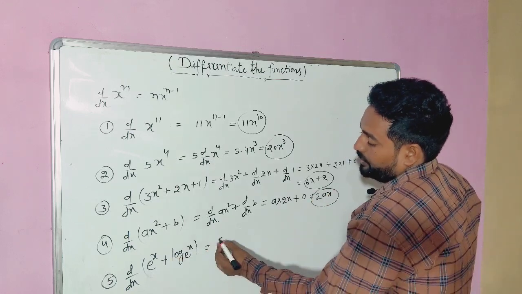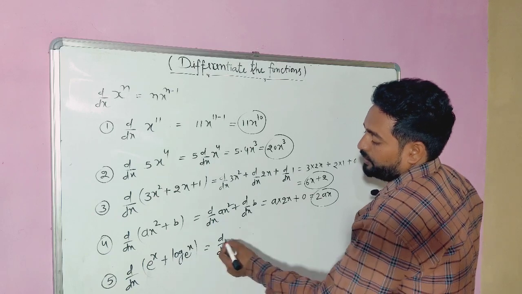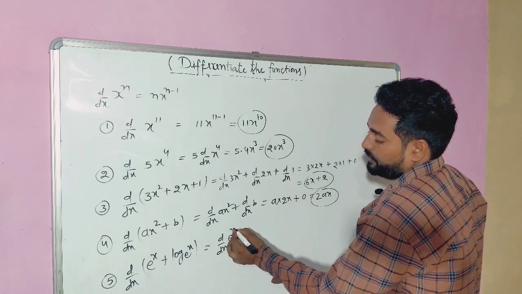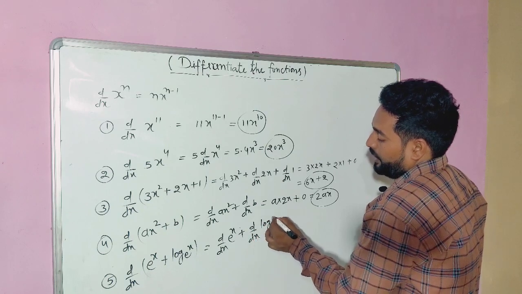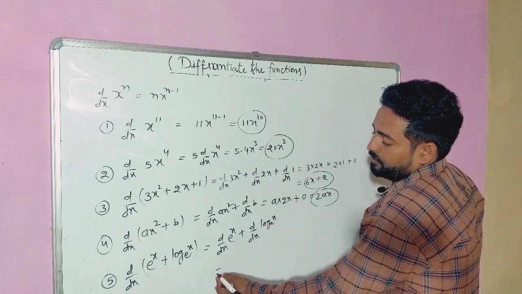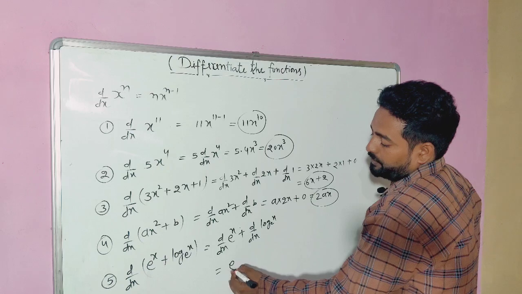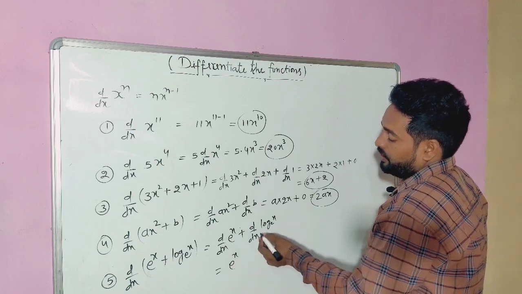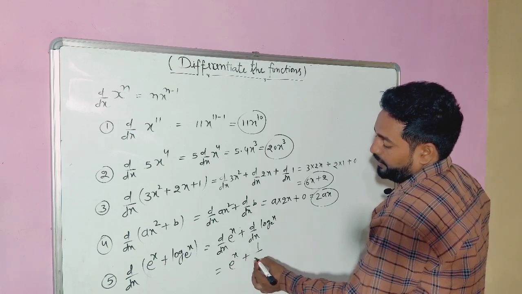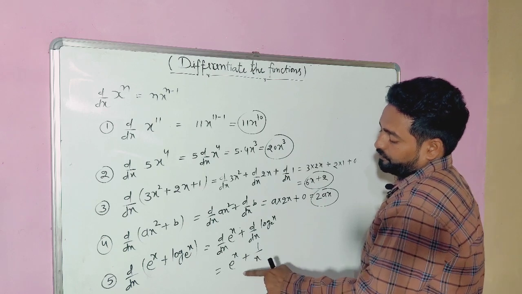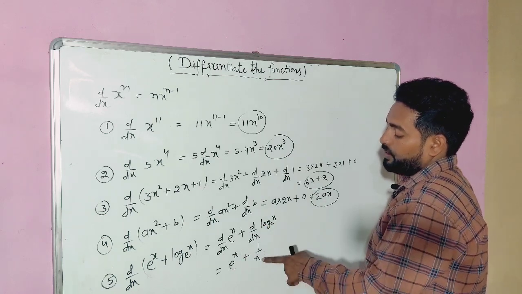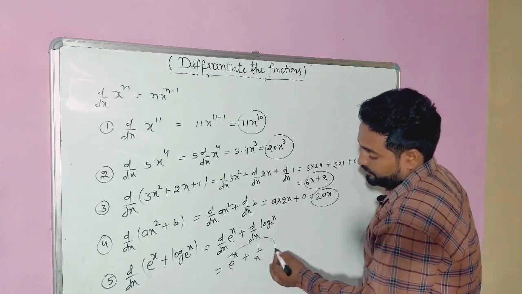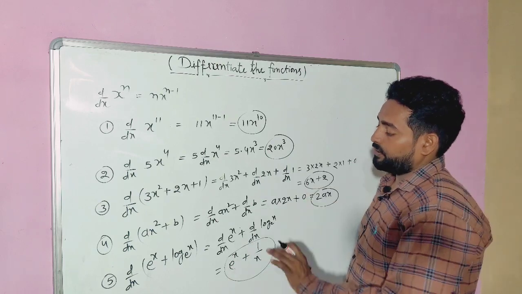Next question. d upon dx, we apply d upon dx to every term: d upon dx e power x plus d upon dx log x. The formula is d upon dx e power x is equal to e power x, and d upon dx log x is equal to 1 upon x. That is the answer of this question.